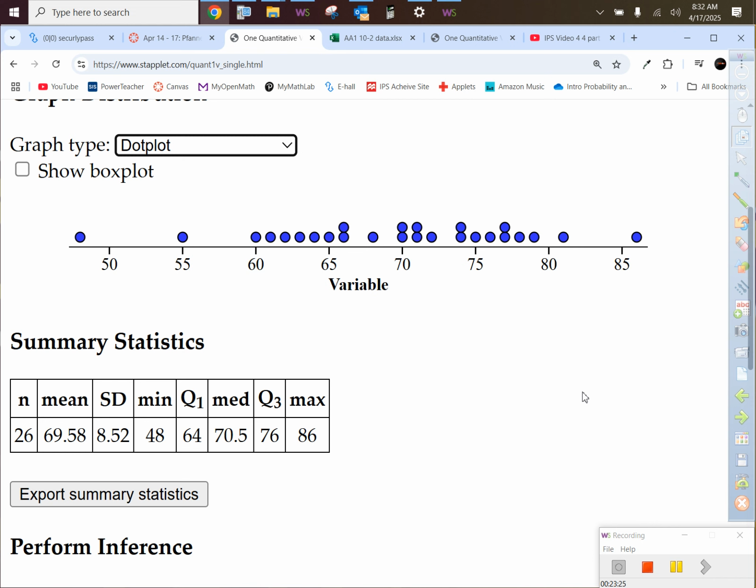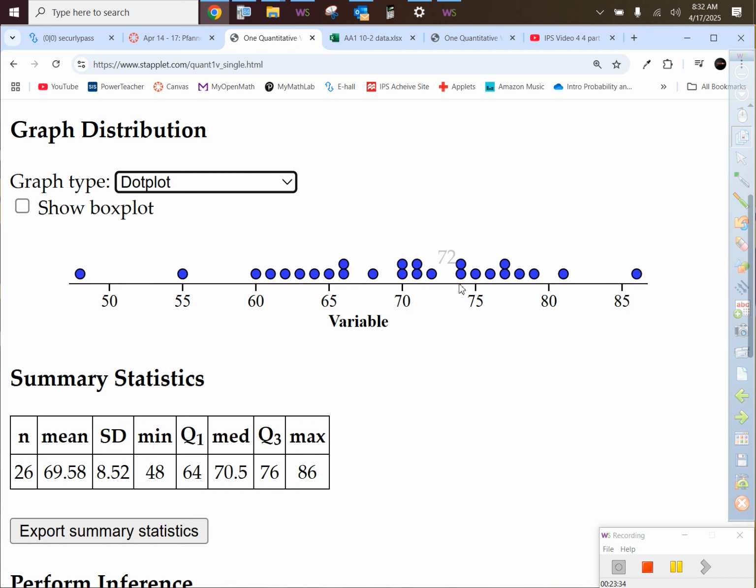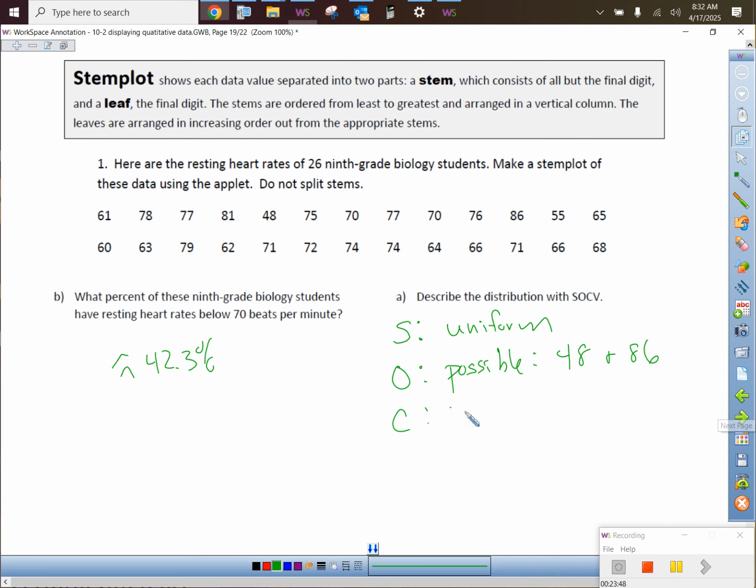Median, 70.5. Cool. If we didn't have that, there's 26 bits of data. Would you believe you'd have to divide it by 2? You'd get 13. You'd have to average the 13th and the 14th guys together, right? So 70.5 beats per minute.